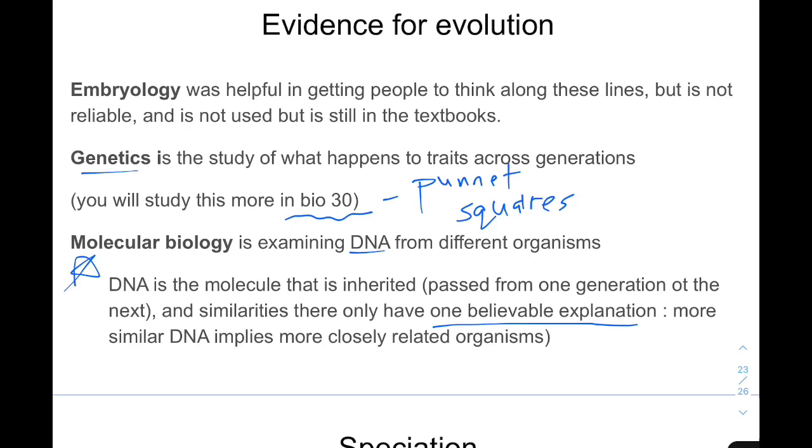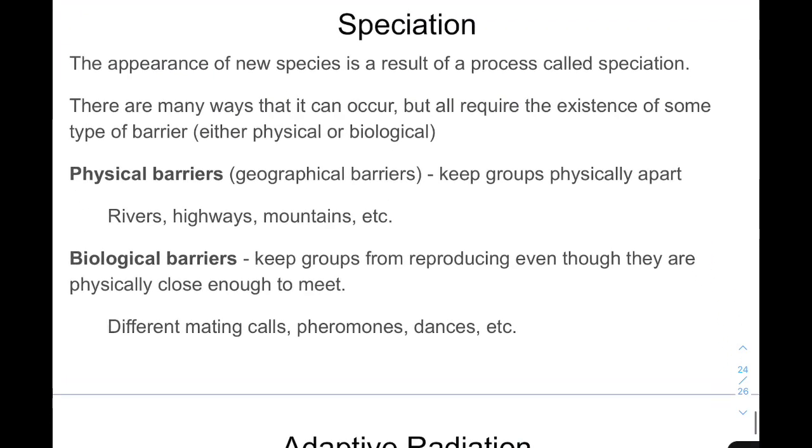So when I say only one believable explanation here, I mean just through statistics. The creation of a new species is called speciation. And in order to create a new species, there has to be some kind of barrier. It could be a physical barrier or it could be a biological barrier that keeps parts of one group separate.